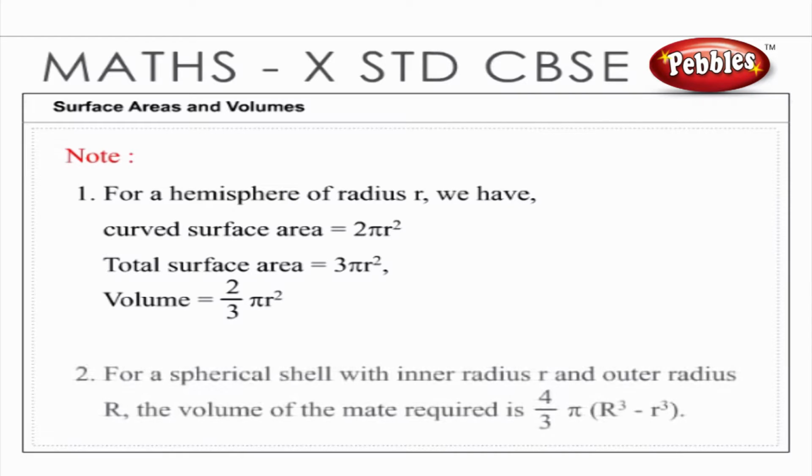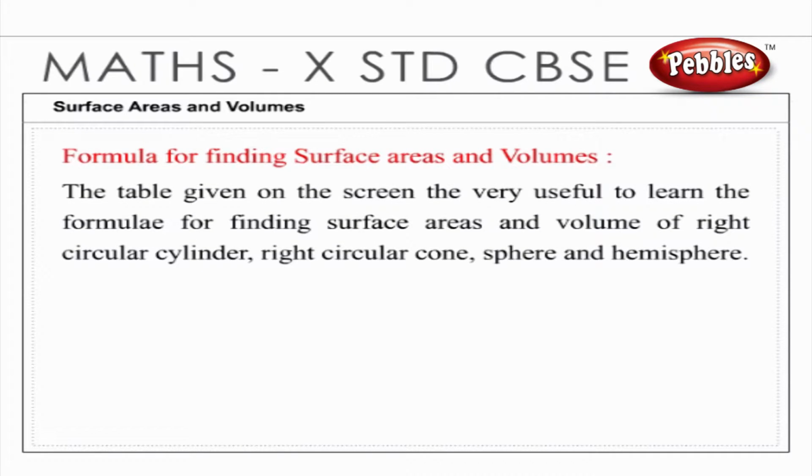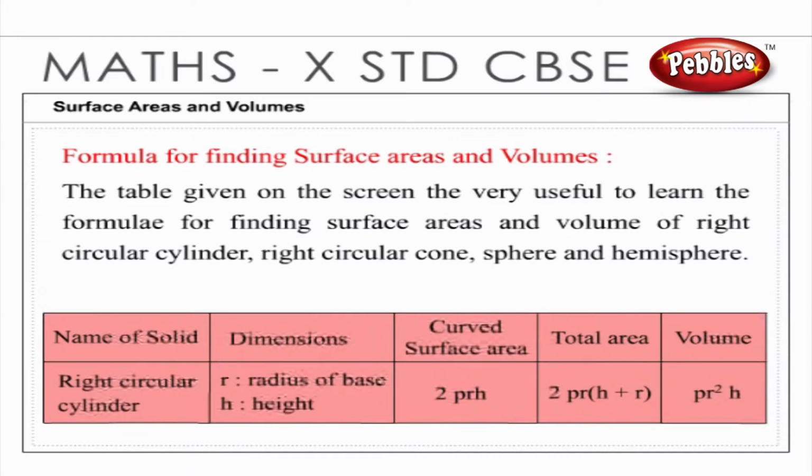Sum 2. For a spherical shell with inner radius small r and outer radius capital R, the volume of the material required is 4 by 3 pi into (capital R cubed minus small r cubed). The table given on the screen is very useful to learn the formulae for finding surface areas and volumes of right circular cylinder, right circular cone, sphere and hemisphere.